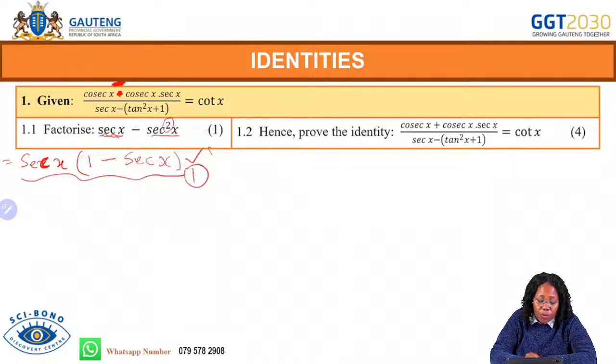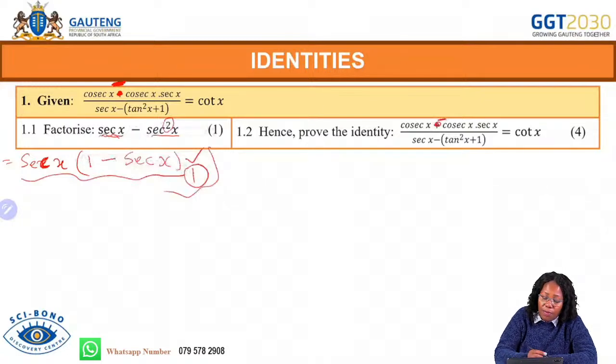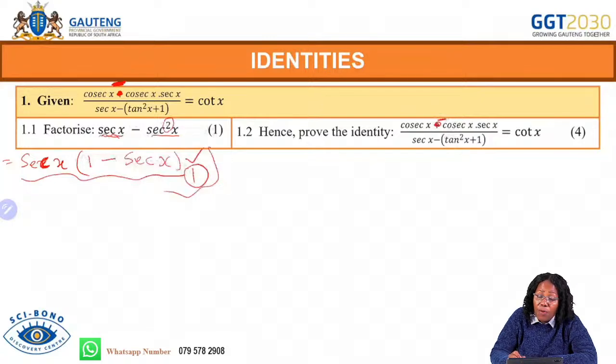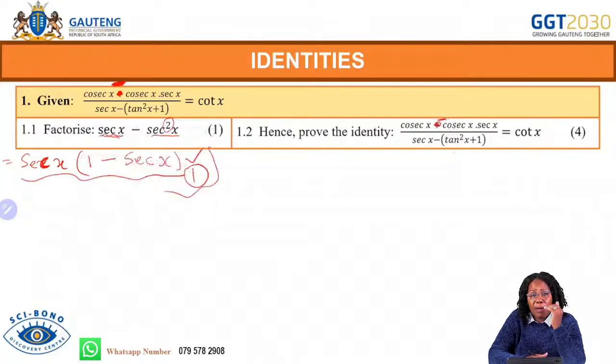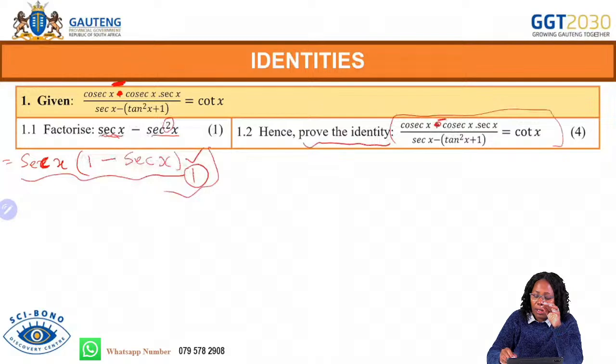And then 1.2, they say hence prove the identity. Remember I said to you this is a minus, not a plus, right? Can you see now you are applying the common factor method on both the numerator and the 1.1 that was given to you? Okay, we can now, remember grade 12, when you are proving an identity, you concentrate on only one side. You can't take the whole thing and then prove. When you prove, you show us that the answer for this left-hand side will be that one.